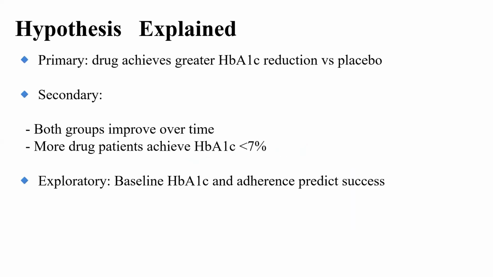In my study, I wanted to check a hypothesis. The primary hypothesis was that the drug achieved greater HbA1c reduction than the placebo. The secondary hypotheses: I want to check whether both groups improve over time, and whether more drug patients achieve HbA1c less than 7%.